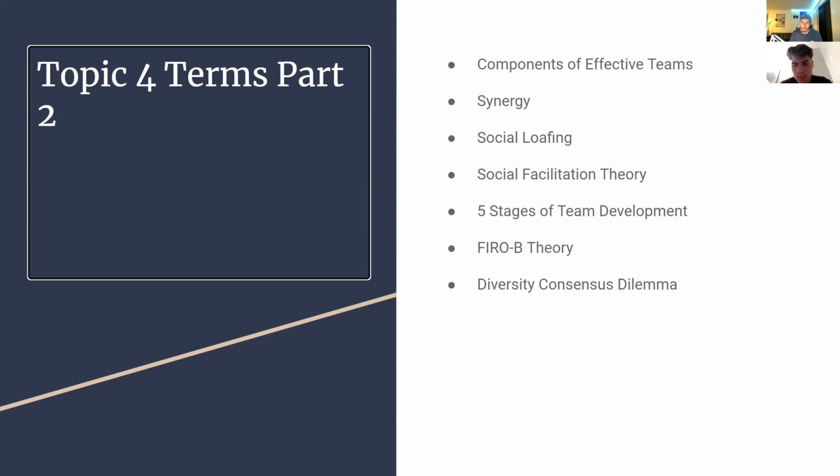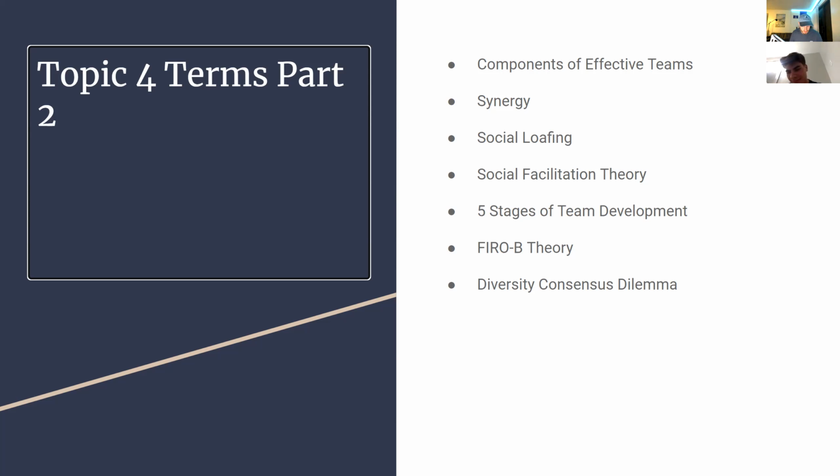Alrighty, so social facilitation theory. This one I actually had some difficulty finding, but the basics of it are that social facilitation is defined by the improvement of individuals' performance when working with other people rather than alone. So this basically says that people who are working on a team are going to do a lot better than if they're working by themselves.